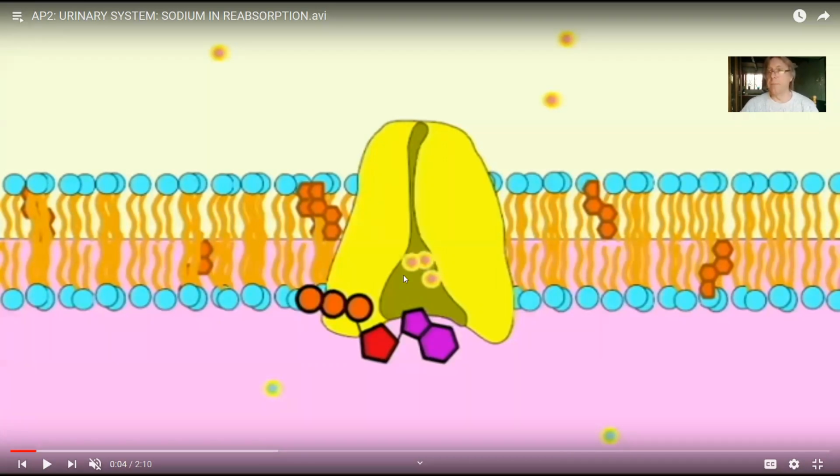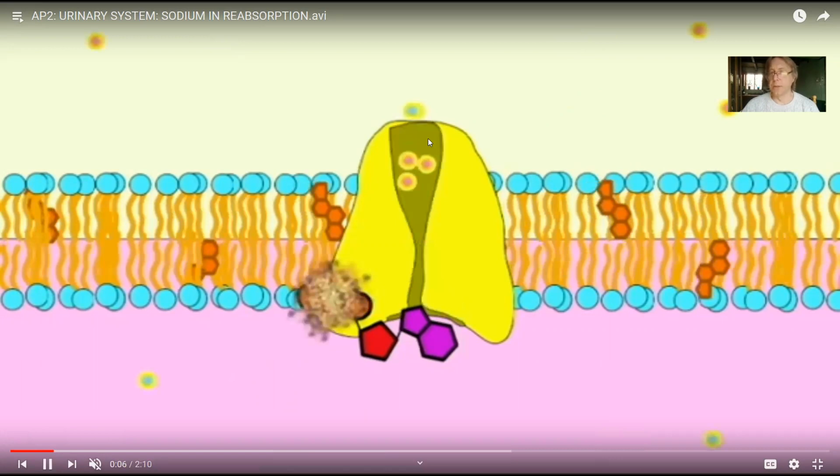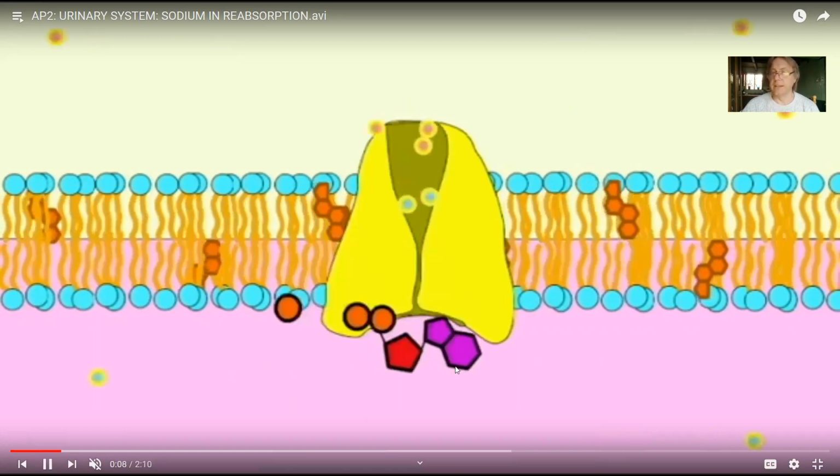And so the pumps will take sodium, 3 ions at a time, from inside the cell and pump it out using ATP, and then take potassium ions 2 at a time from the exterior of the cell, here in blue, and pump them inside the cell.